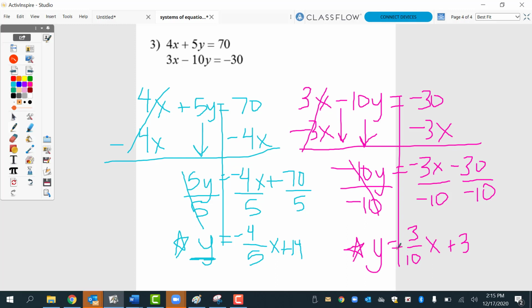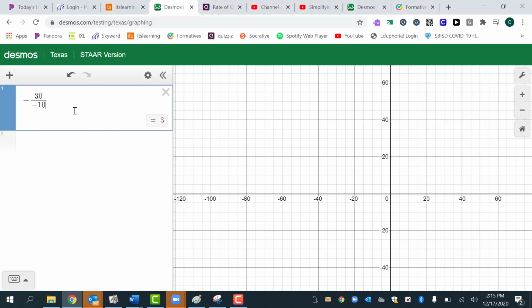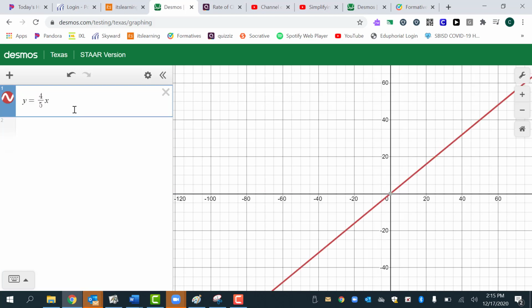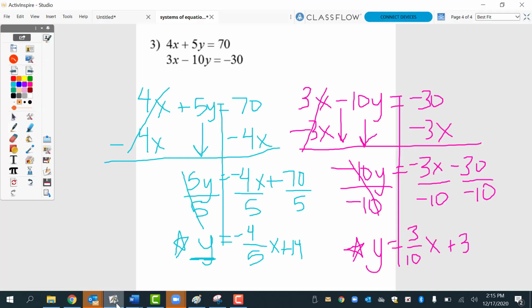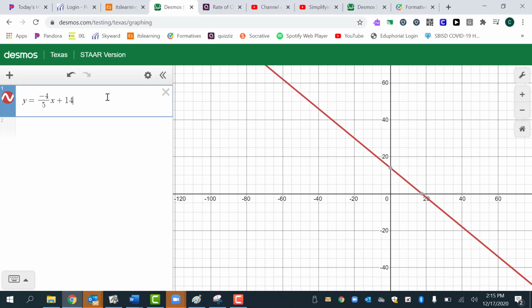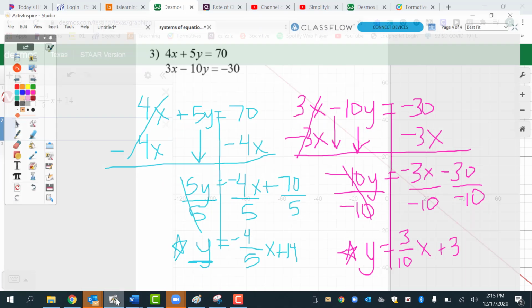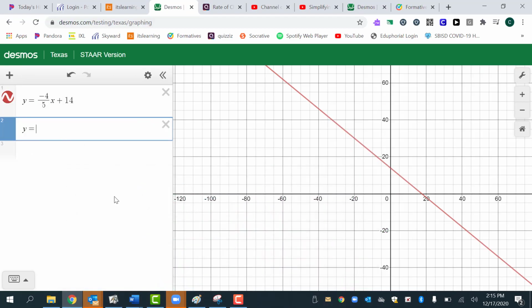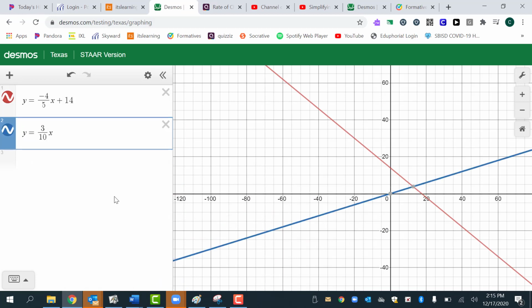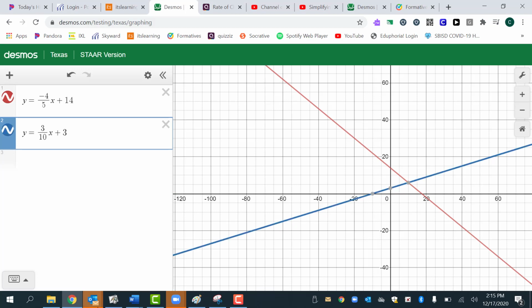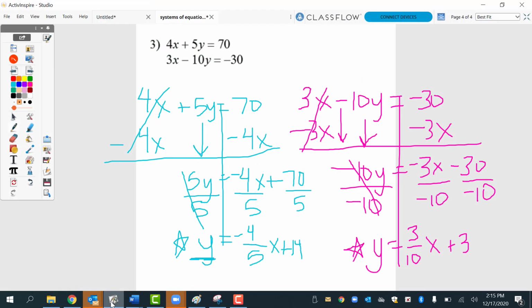Now this one's ready to go. It's solved for y. I can plug them in. So, where's my calculator? Here we go. So I'm doing y equals negative 4 over 5x, it was a negative, plus 14. And then the other one was y equals 3 over 10x plus 3. I don't know, let's double check. Plus 3. Okay.